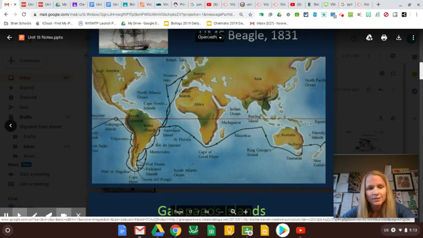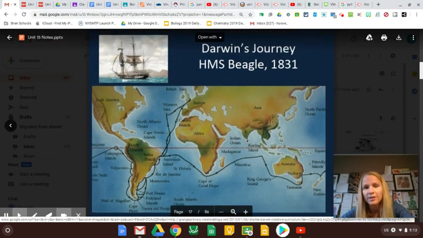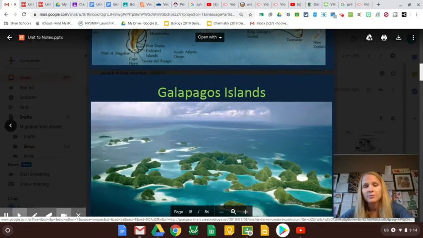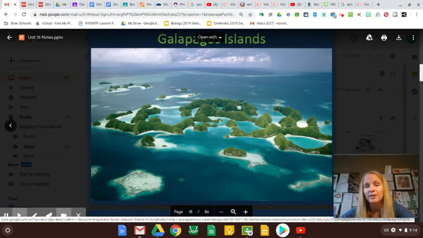So you can see this is a trip he made on his boat, the HMS Beagle, in 1831. He went down around South America, all the way up to Europe, down around Africa, around Australia. So really covered a lot of the world. And where he did some of his best research was in the Galapagos Islands. So they're really famous for Darwin's research there.